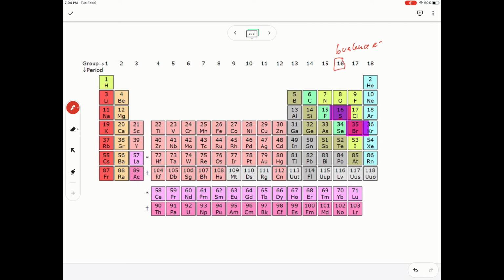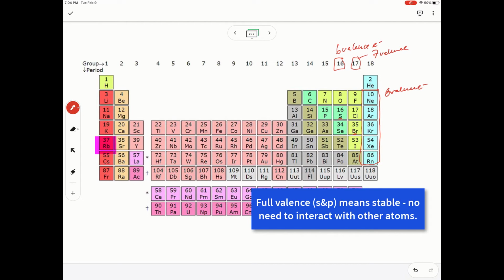Bromine, right here, has 7 valence electrons, right? And that should always be really easy because we know that this last group, with the exception of helium, all have 8 valence electrons, where 8 valence electrons is the number to be stable. And finally, we've got rubidium, which is in group 1, which has 1 valence electron.